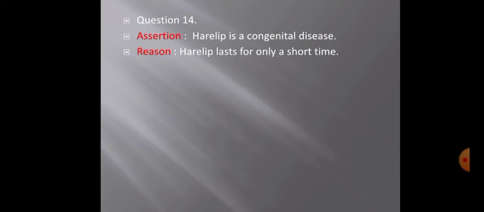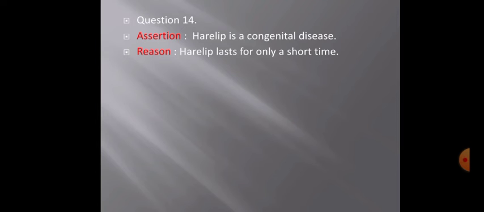If the child by birth is suffering with any kind of impairment in the muscles or in the body organs, or any kind of problems with health, then those are called congenital. Whereas acquired means the diseases which are adopted or introduced after the birth of a child. So those are called acquired diseases. So here we are talking about the hair lip. So yes, hair lip is a congenital disease. It's correct.